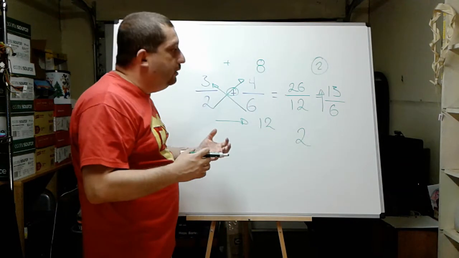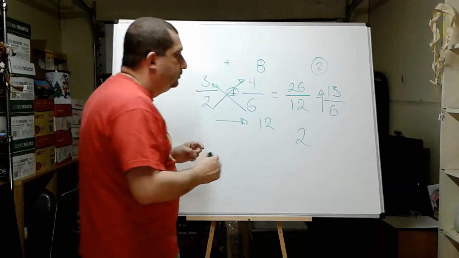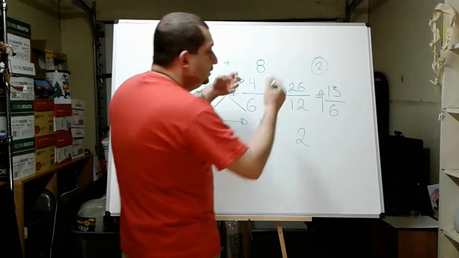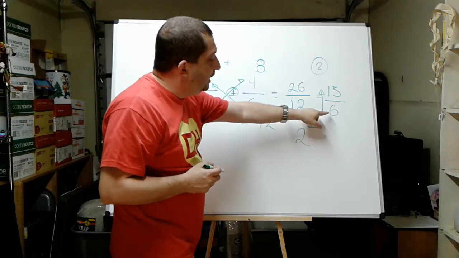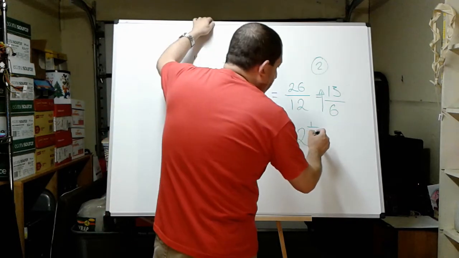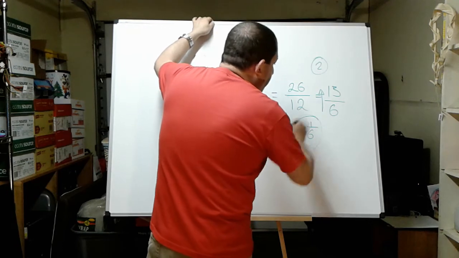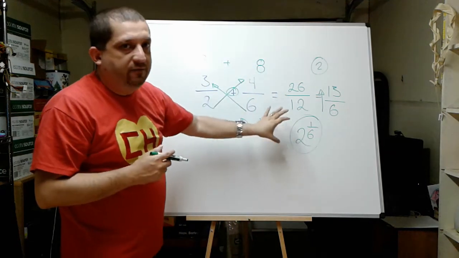And how many remainders do I have? I have 1, because 2 times 6 is 12. 12 to 13 is 1. So I write my 1 right here. And then the 6 goes along for the ride. And this, my friends, will be my final answer.